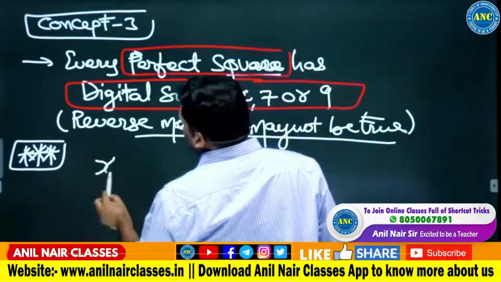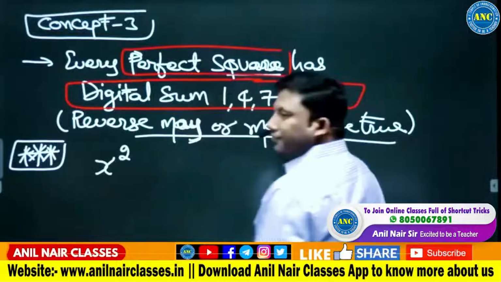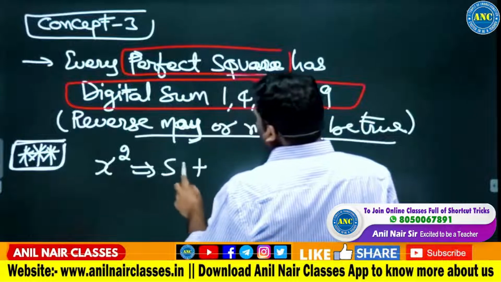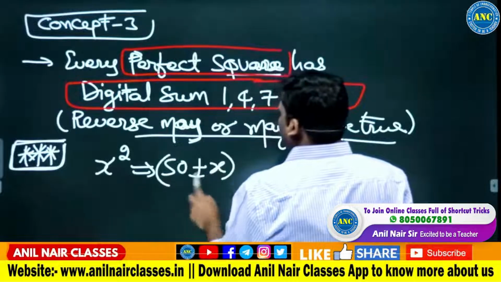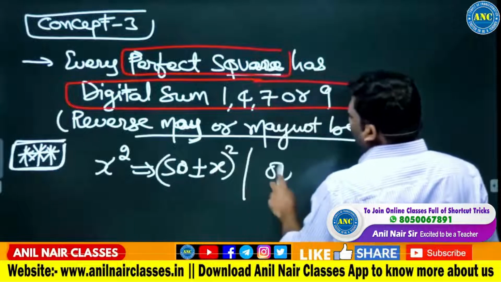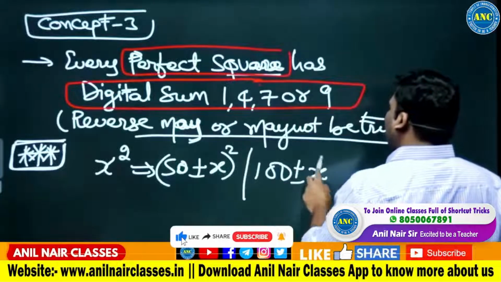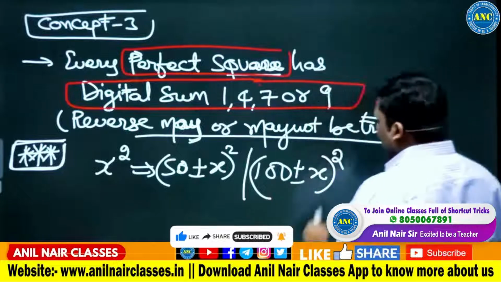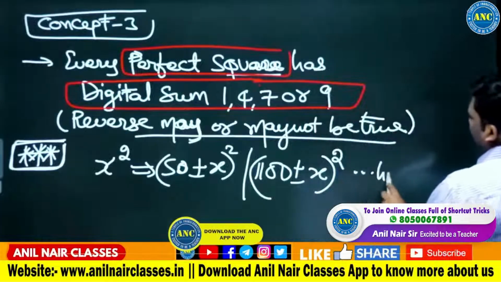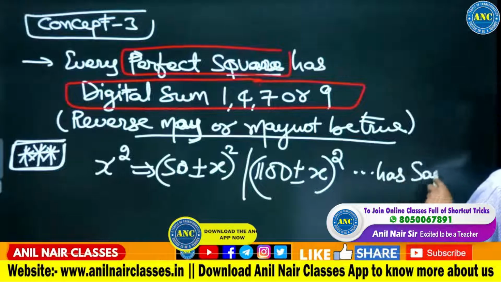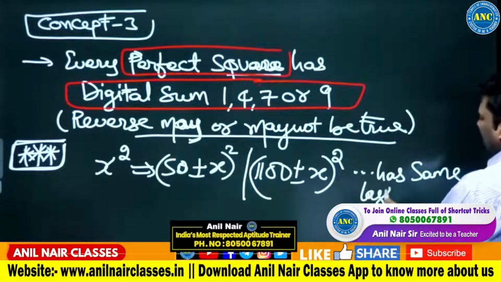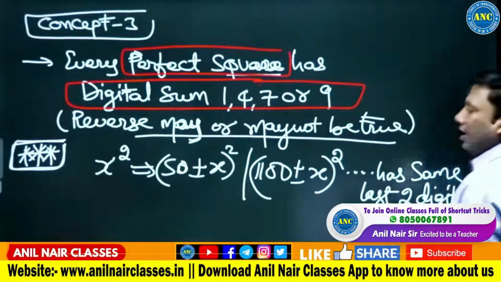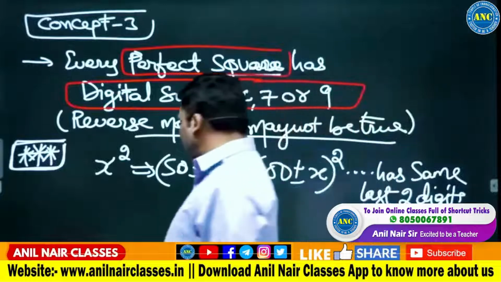Take a natural number x, square it. Then do 50 plus or minus x, whole square. 51s are 50, 52s are 100, 100 plus or minus x, whole square. 53s are 150, 150 plus or minus x, whole square has the same last 2 digits. 50 plus or minus x whole square, 100 plus or minus x whole square has the same last 2 digits.